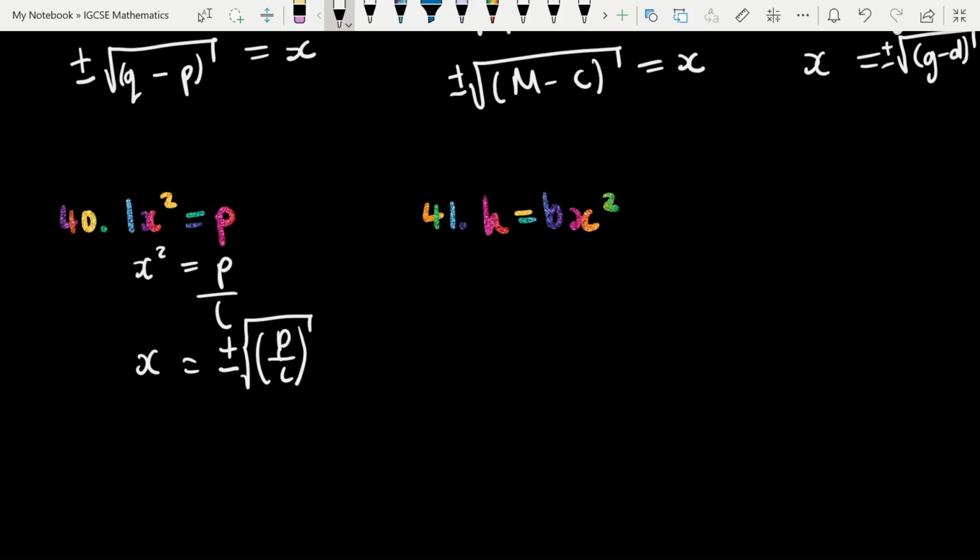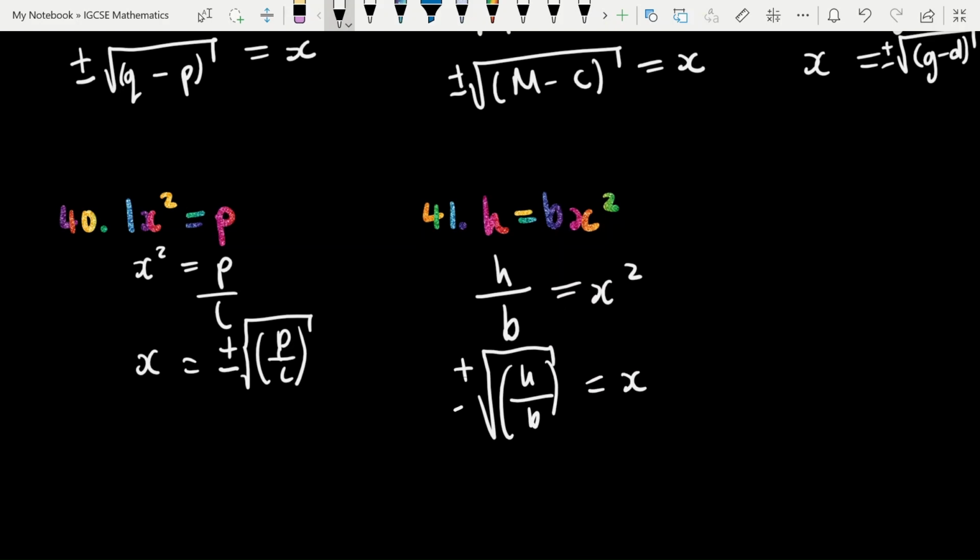Number 41, h is equal to bx squared. I take b to the other side first, of course. And b is multiplying; on the right goes to the left, it will divide. That's the opposite. And that is equal to x squared. Then now to get x, I take power of 2 to the other side. It becomes the square root of h over b is equal to x. I should put plus or minus.